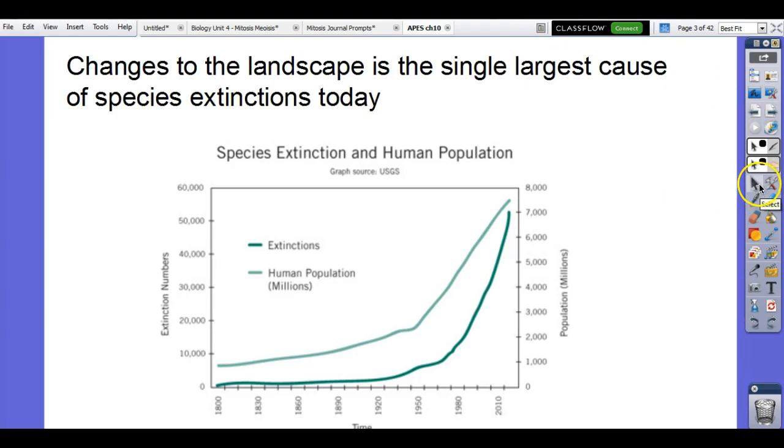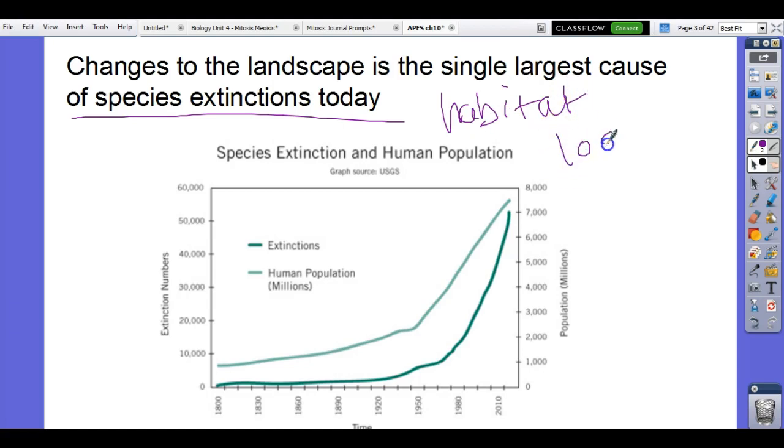So the first thing that I want to talk about, you guys know already, and this is written down for you, is that changes to the landscape or changes in habitat is the single biggest cause of species extinction. Remember, we talked about habitat loss being number one, okay? And we've seen graphs like this, right? As the human population increases, the number of extinctions increases.